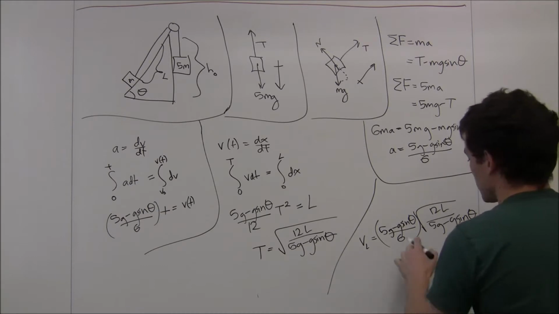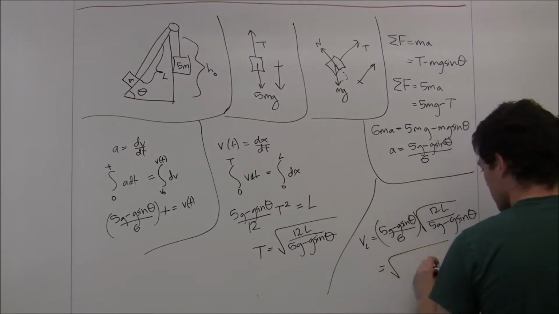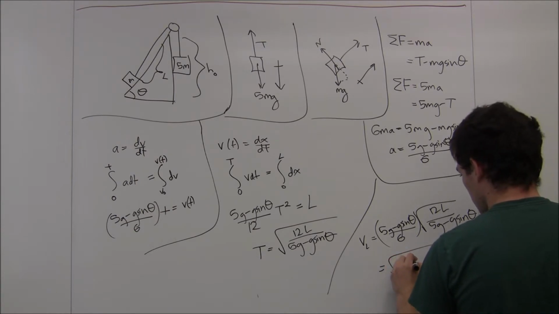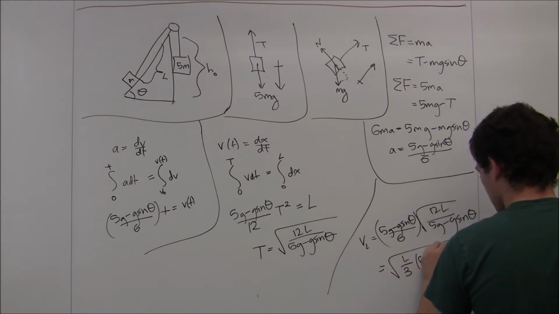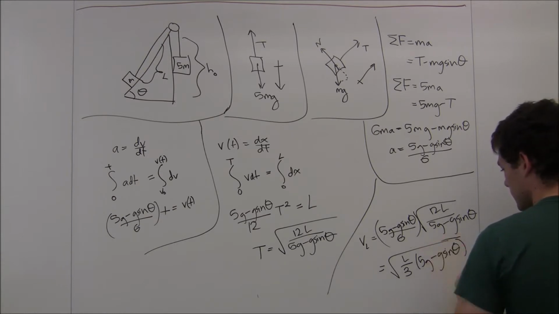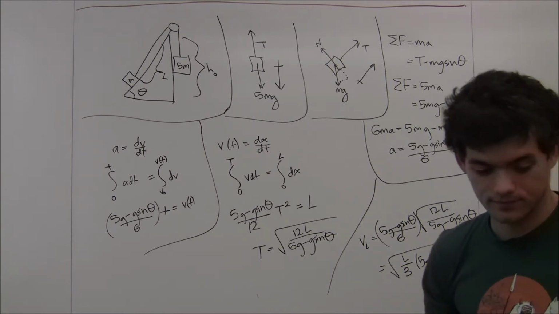And if you do all the algebra and cancel out terms and whatnot, what this ends up giving us is the square root of L over 3 times 5g minus g sine theta. So that's going to be our launch velocity. Note that it has the correct dimensions, and that in a couple limiting cases, for instance, if L gets very large, the launch velocity is going to get very large. If L gets very small, the launch velocity is going to get very small. So this answer makes sense.